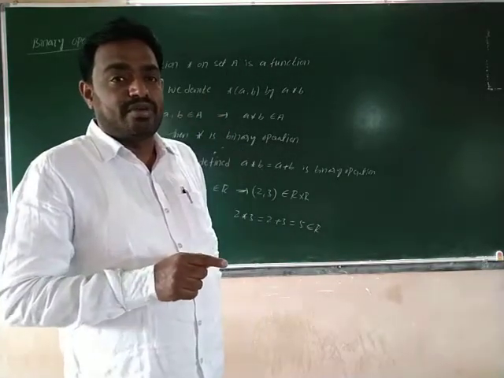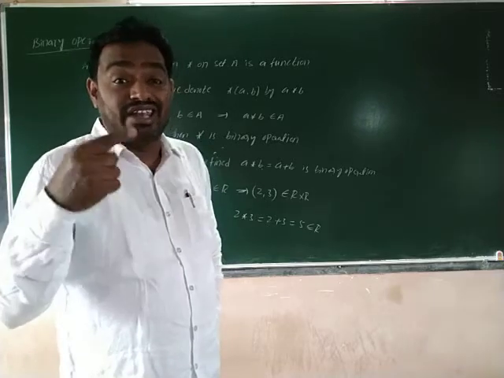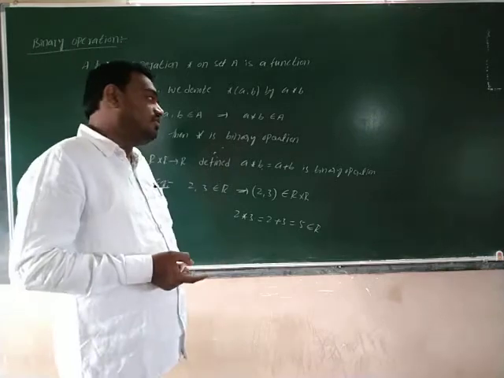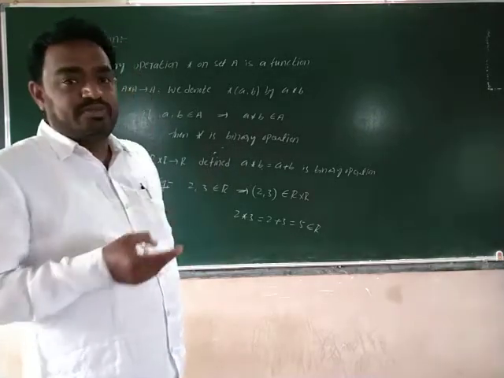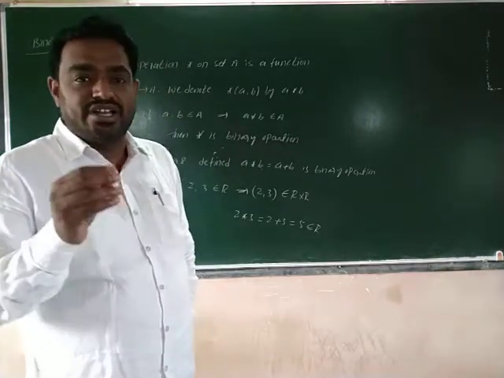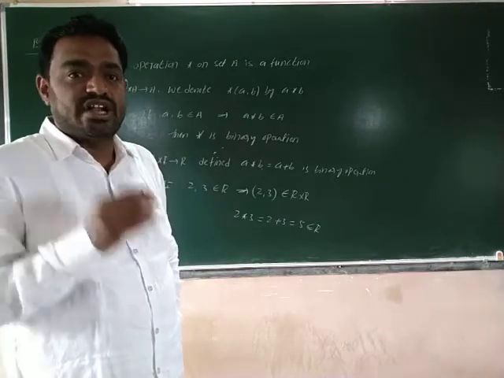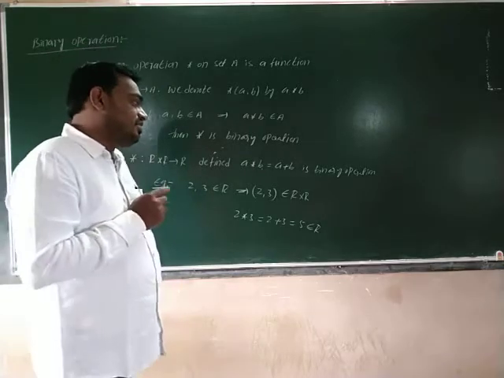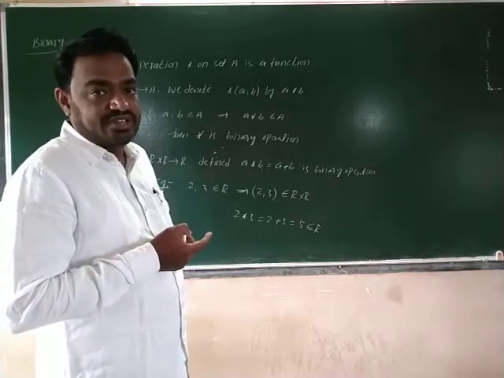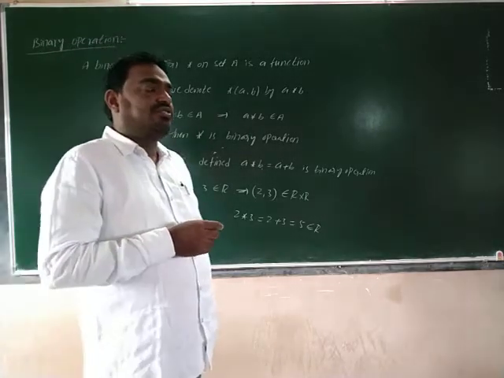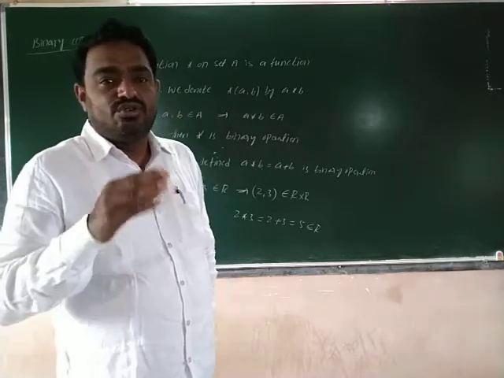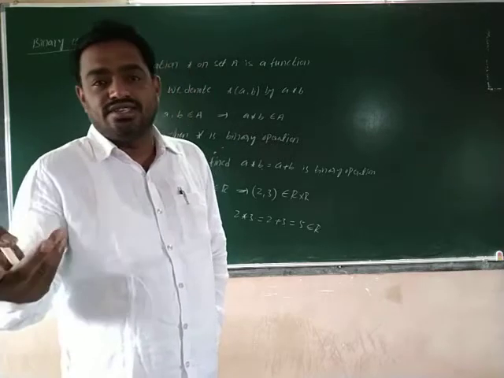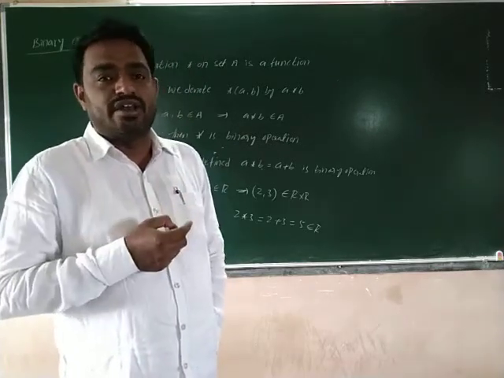Star is a binary operation defined on N as a plus b. That means addition and multiplication are binary operations on the set N of natural numbers. For example, 2 comma 3 belongs to N, and 2 plus 3, which is 5, belongs to N. Next, 2 into 3, which is 6, belongs to N. So it is a binary operation.